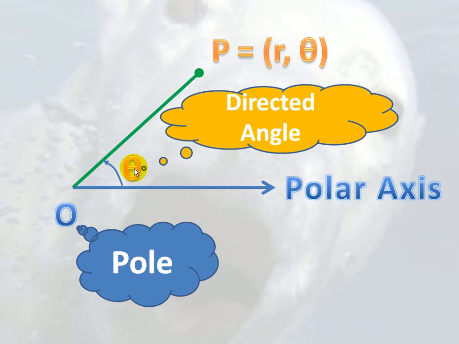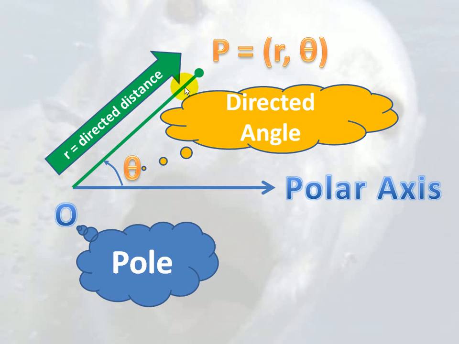And notice I refer to it as the directed angle. It can be negative. In other words, whether or not the angle is positive or negative matters here. And we've been looking at angles that are generated from counterclockwise rotation, so we've had positive angles. And then you have this directed distance, r. Notice it's a directed distance. It can be negative. So here we have the pole, the polar axis, the directed angle, and the directed distance. And these things compose this polar coordinate system. So we'll make reference to these terms throughout.